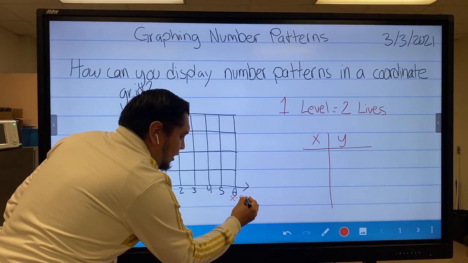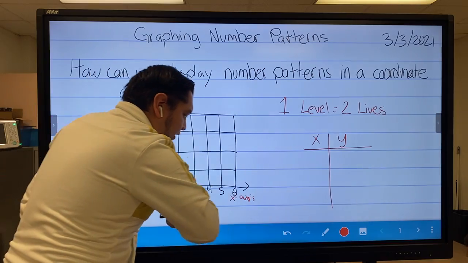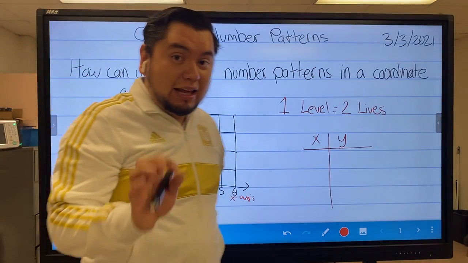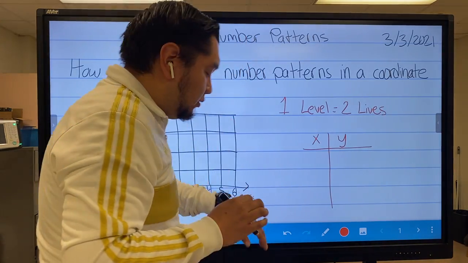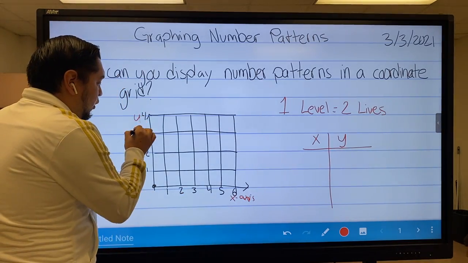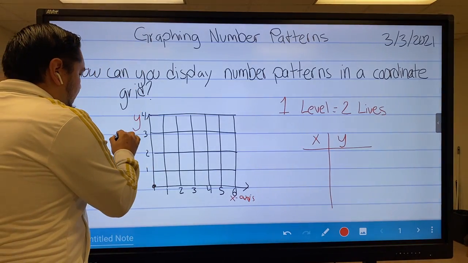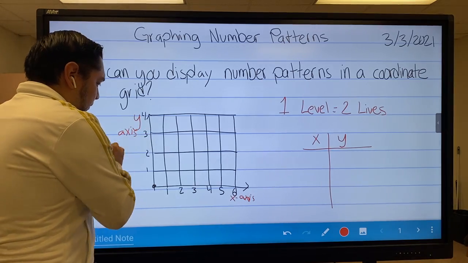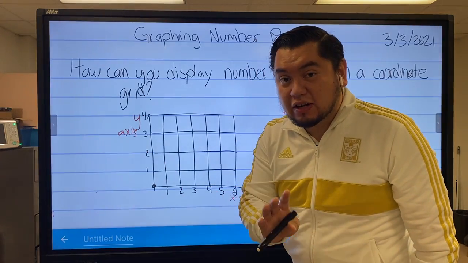The x-axis runs from left to right. Remember that. The x-axis goes from left to right. It's horizontal. The other axis is my y-axis, and it runs bottom to top or top to bottom. Those are the 2 very important parts that you need to understand.